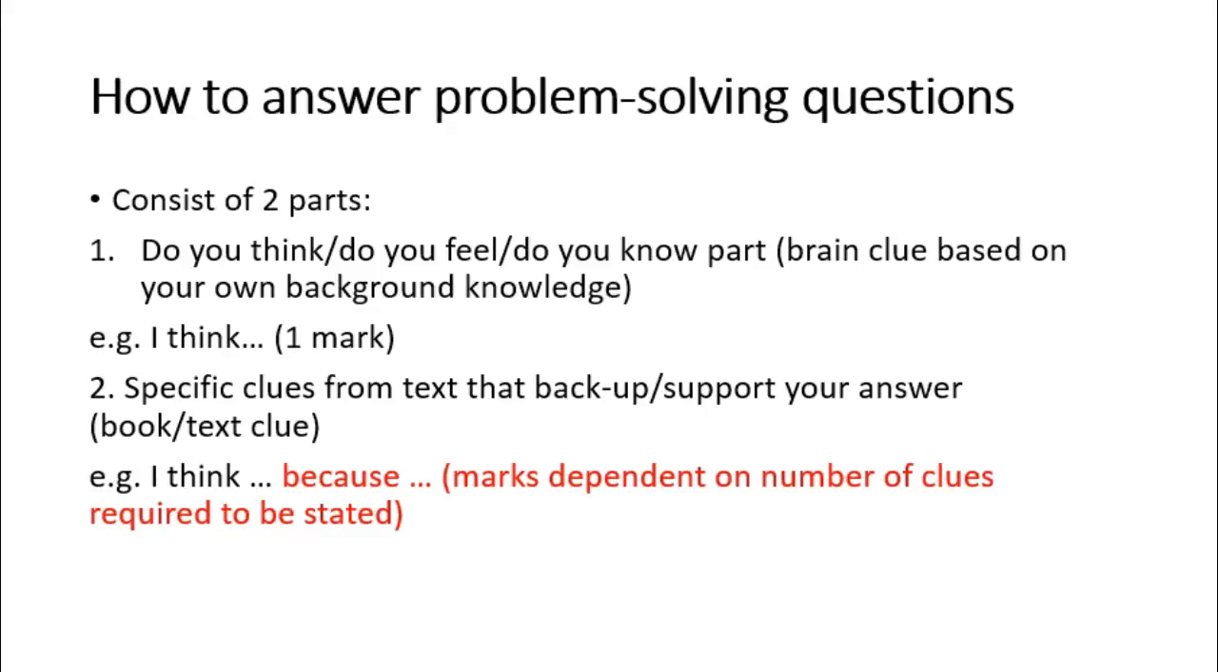So you say, I think, and then you say, because. And the because bit is always the clues from the text that you found. And these clues are mark dependent, depending on how many points the tester or examiner requires. So if the tester wants 2 clues from the text, it's going to be worth 2 points, and the I think bit will always be worth 1 mark. So the total of that question would basically be worth 3 marks.